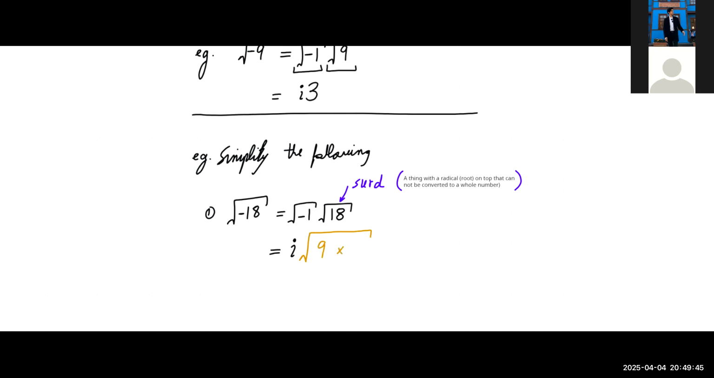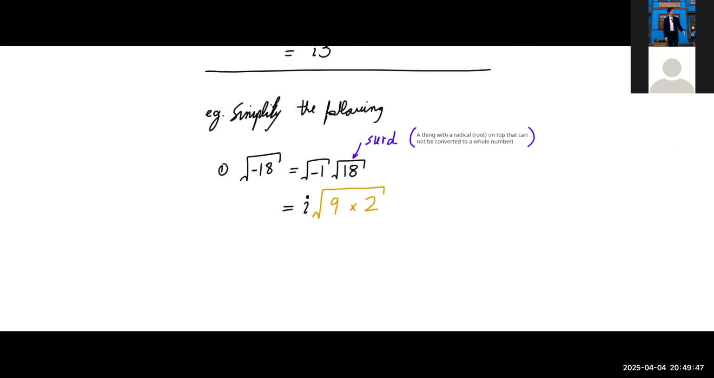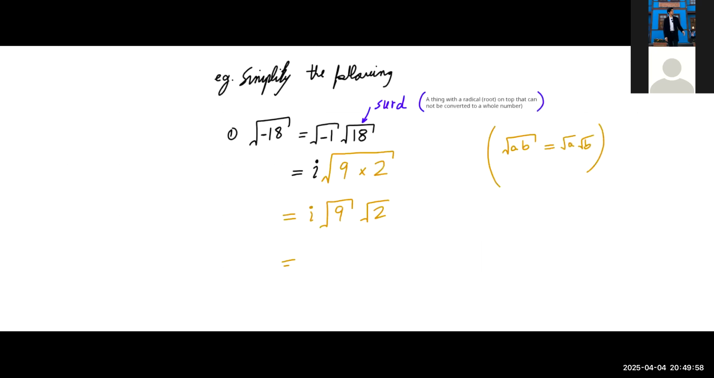2. Exactly. Now, why did I do that? Again, because of this rule. I can break down root of 9 times 2 into root of 9 and root of 2. And why did I do that? Because root of 9 is clean. It's a whole number. So I've made root of 18 into a much simpler looking surd because it's now just root 2.